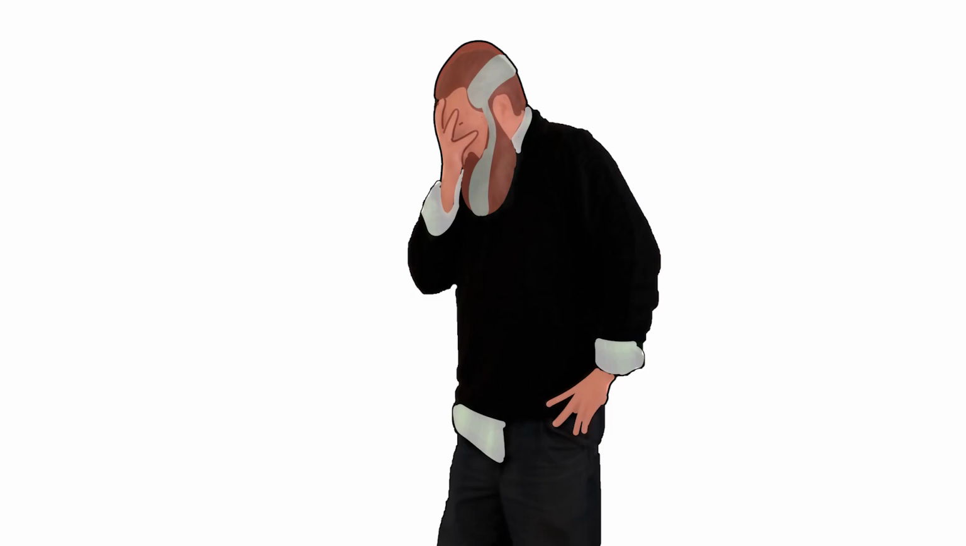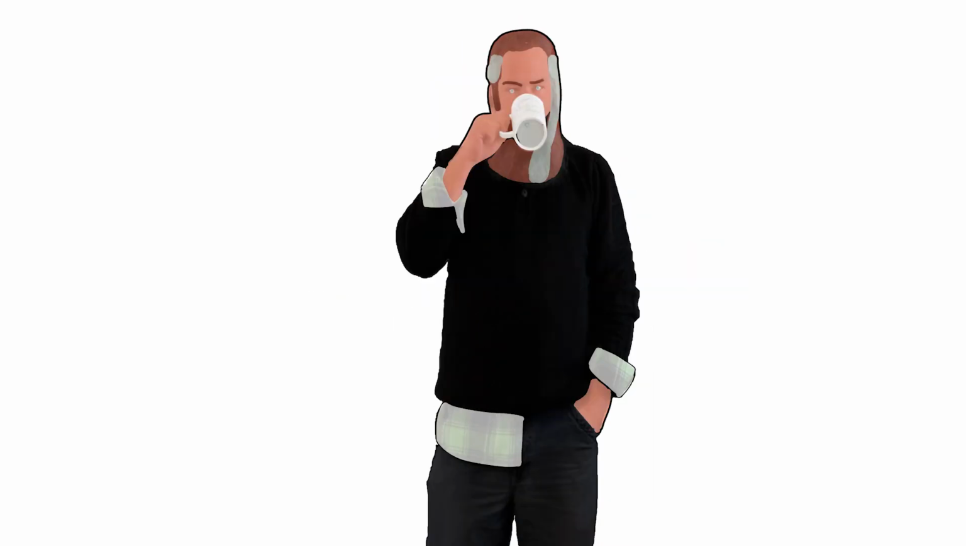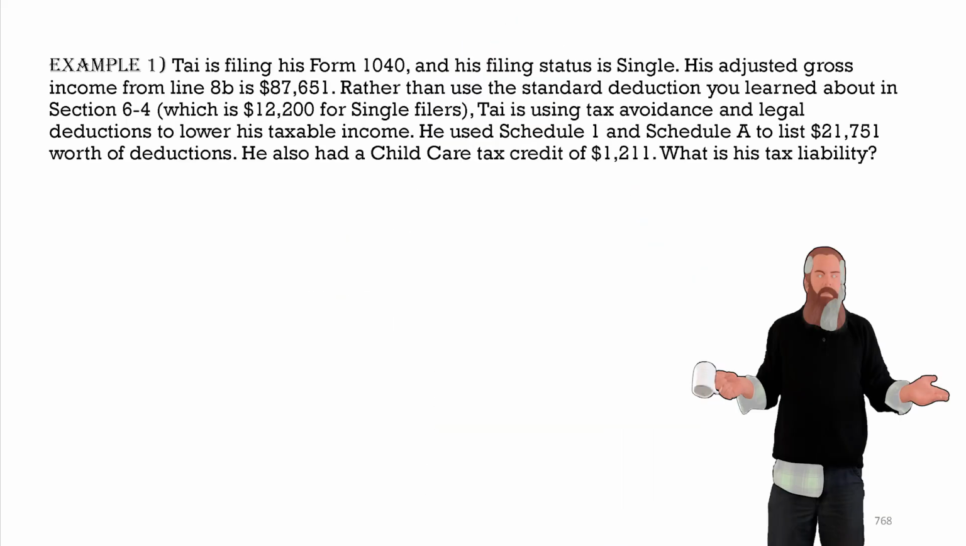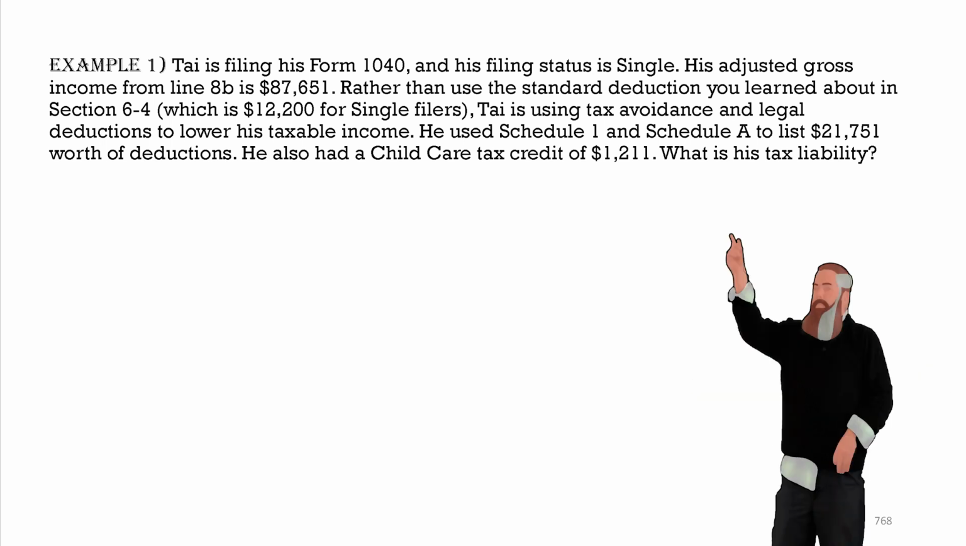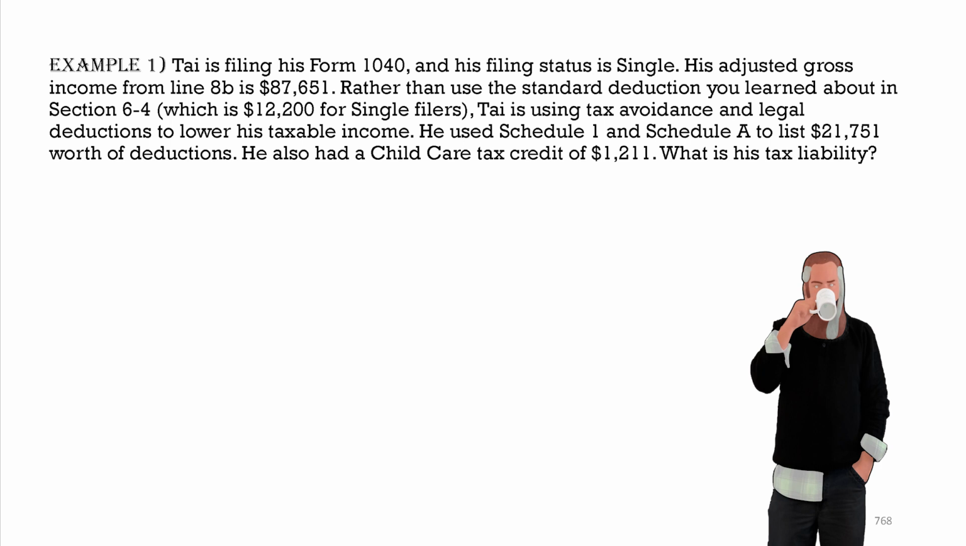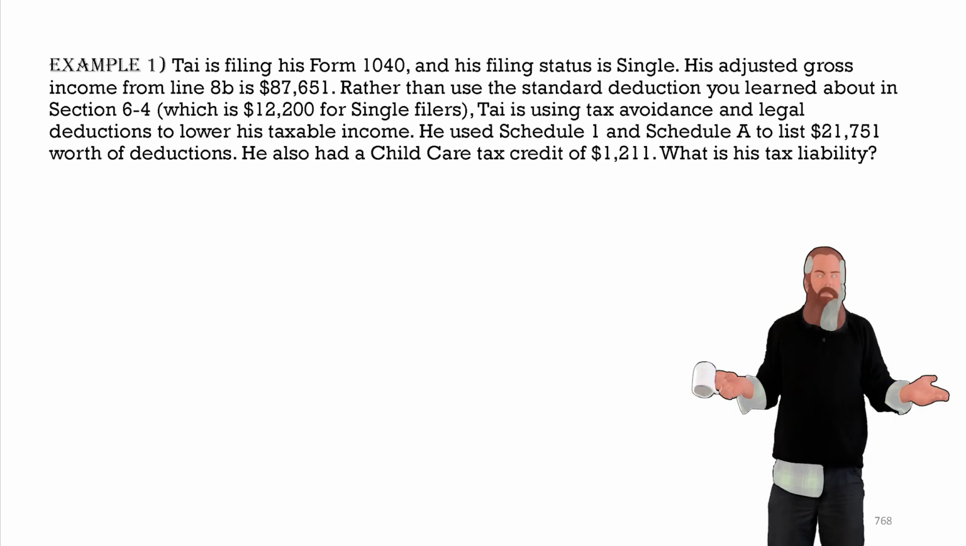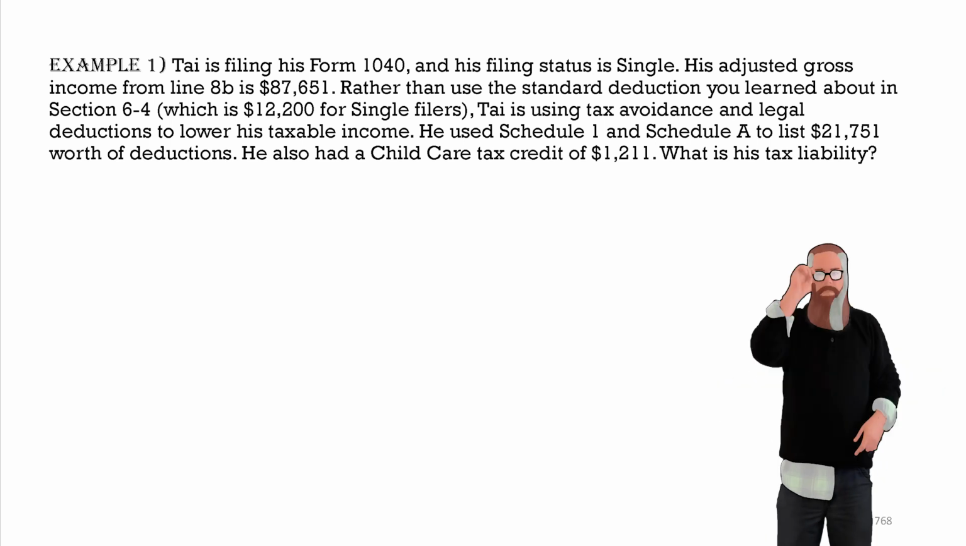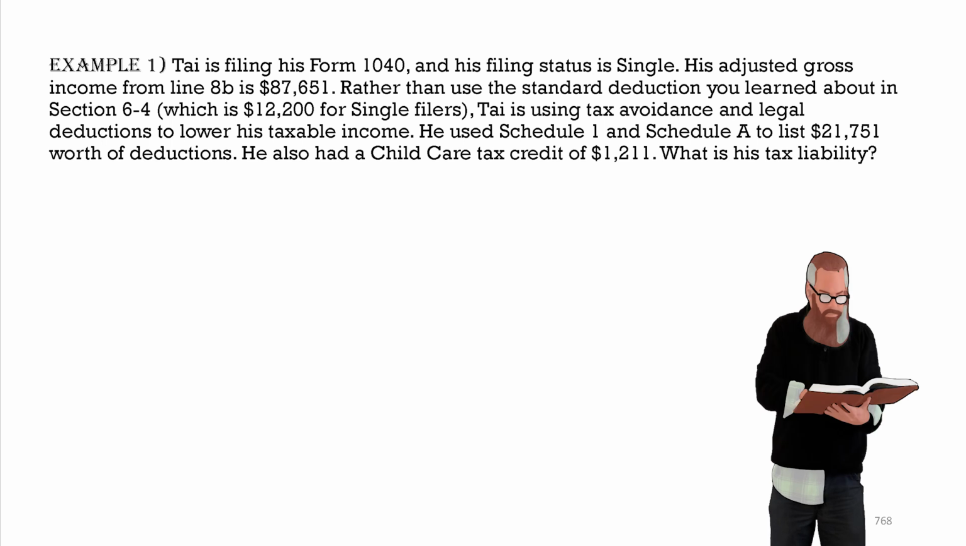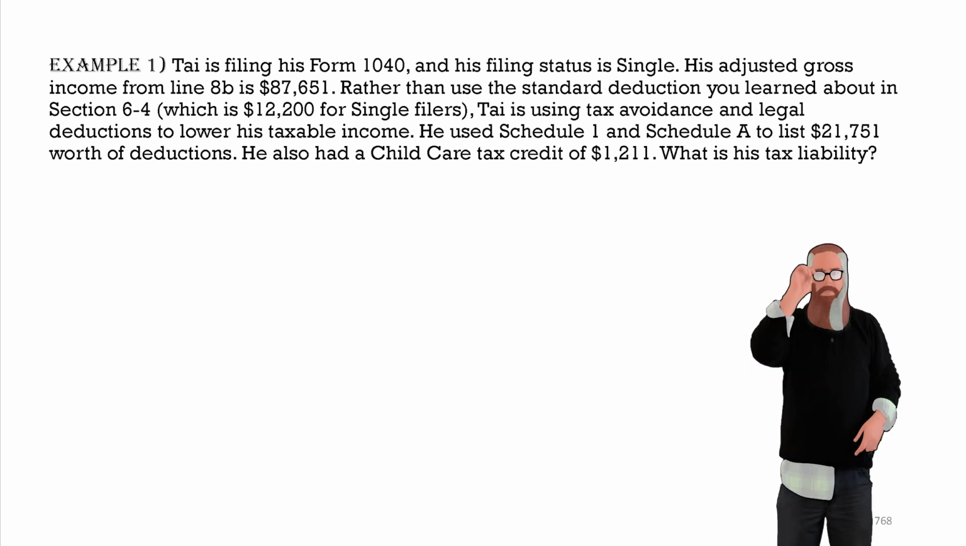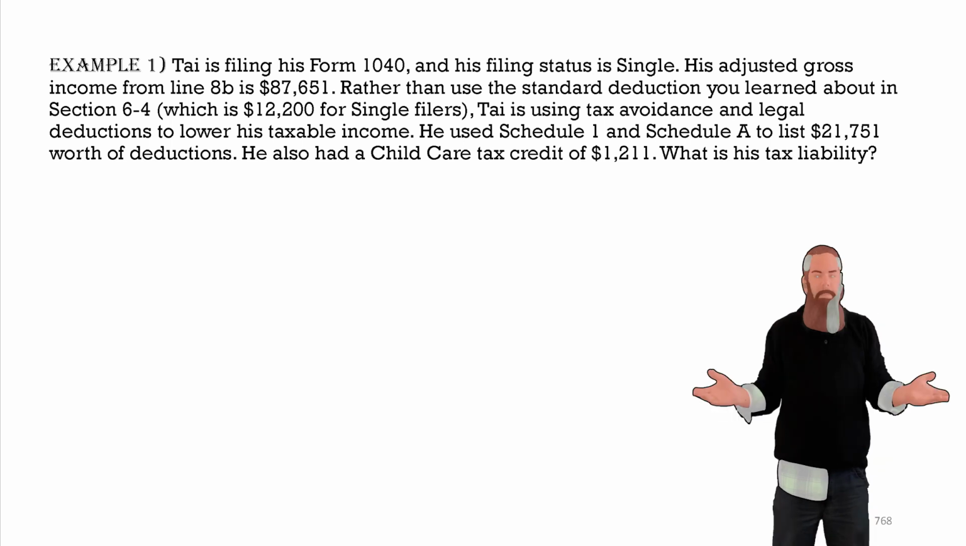Here, we're going to learn to lower your Form 1040 tax liability with two attachments to Form 1040, Schedule A and Schedule 1. Ty is filing his Form 1040, and his filing status is single. His adjusted gross income from line 8B is $87,651. Rather than use the standard deduction you learned about in the last lesson, which is $12,200 for a single filer, Ty is using the tax avoidance and legal deductions to lower his taxable income.